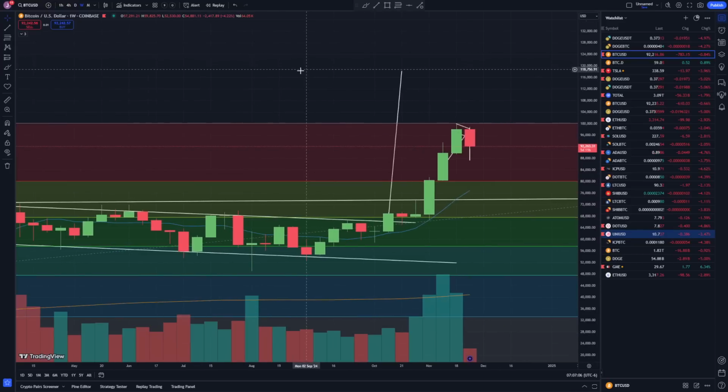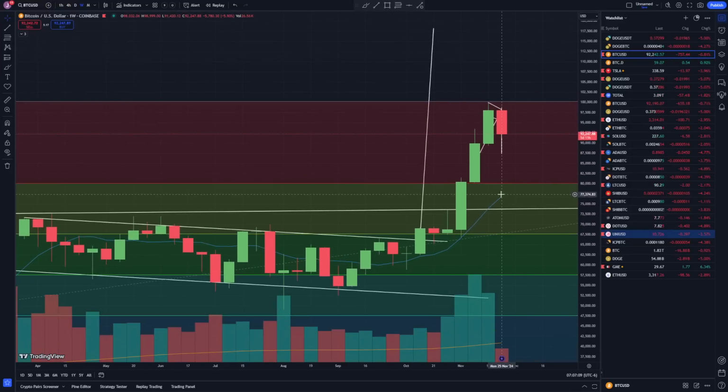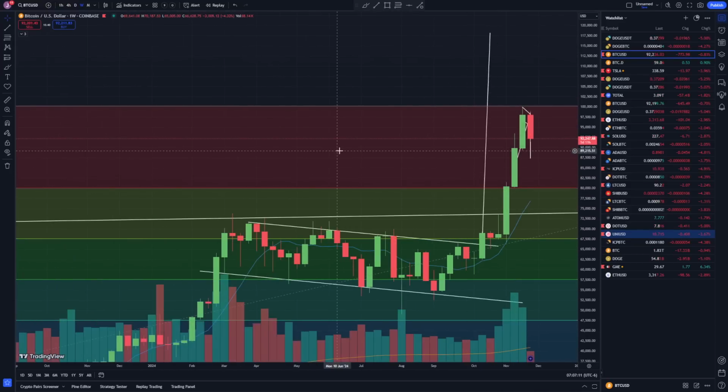But yeah, maybe this is where we'll bounce to. Maybe that weekly 9 moving average will come into contact.